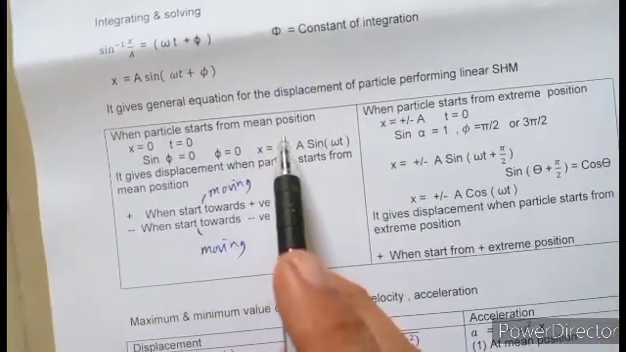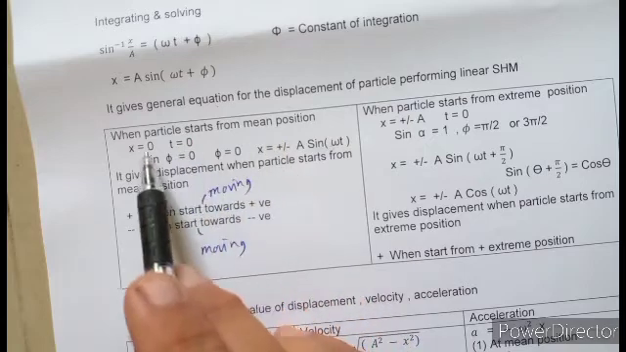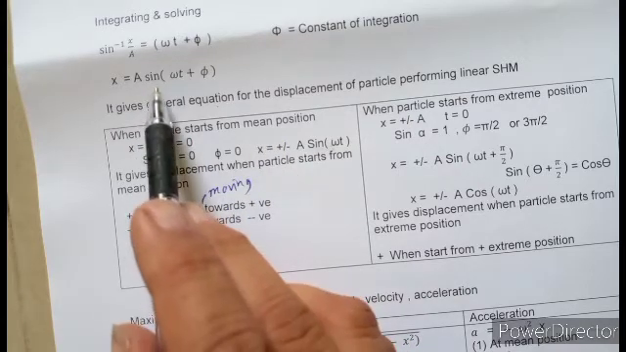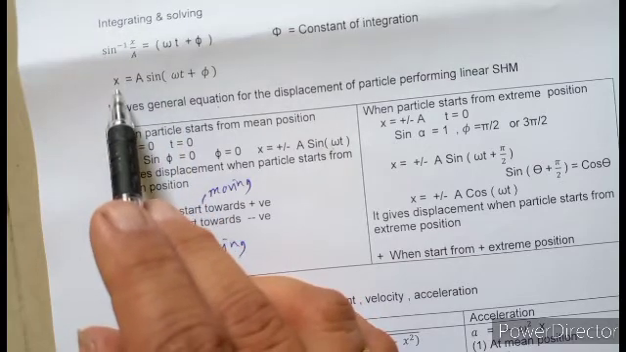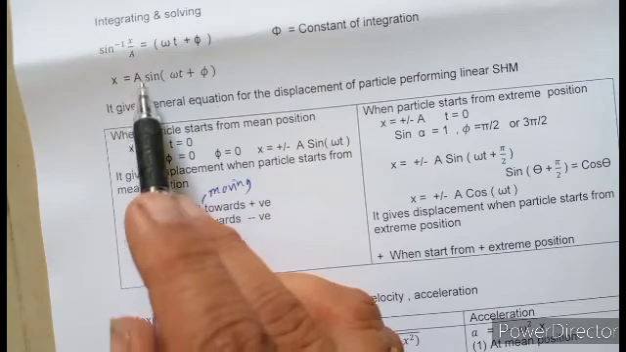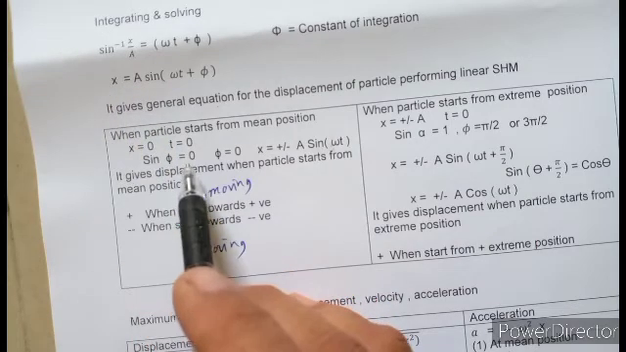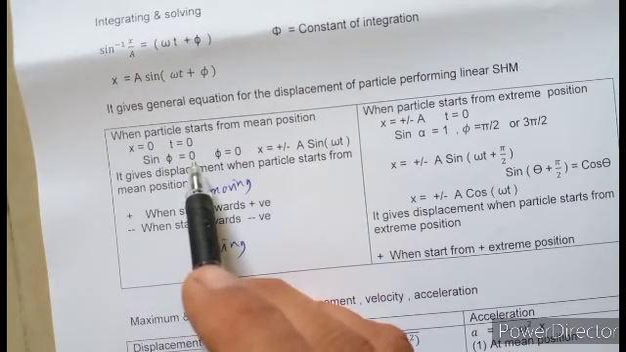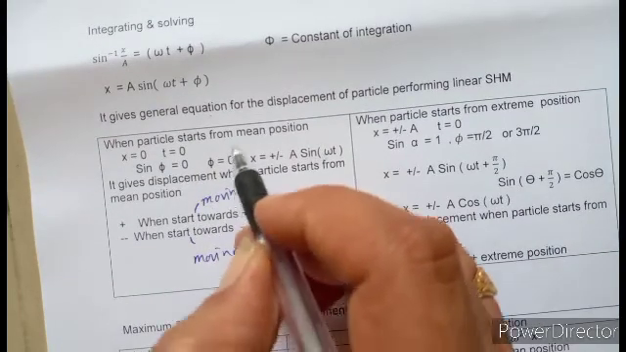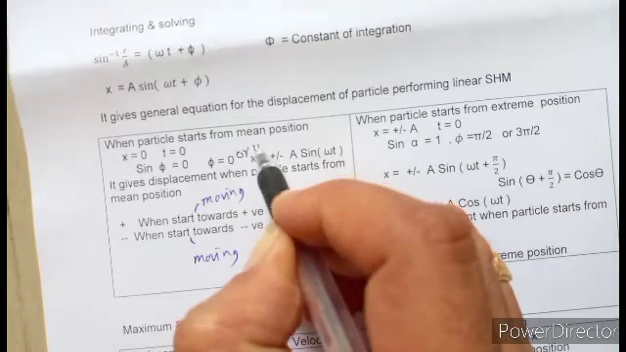When a particle starts from the mean position, at t = 0, x is equal to 0. Substitute that in the above equation. So x is equal to 0, and ωt is 0, plus φ. Shift A to the LHS, then sin φ is equal to 0. Its value is 0 only when φ takes the value 0 or π.